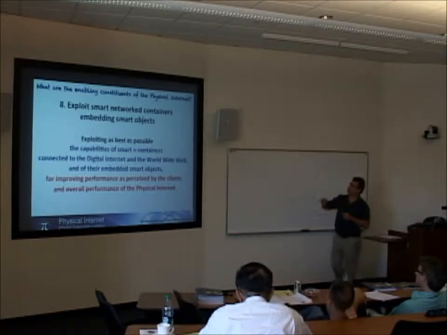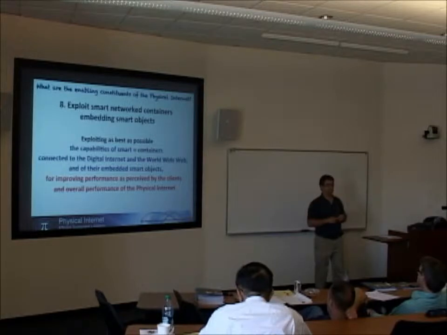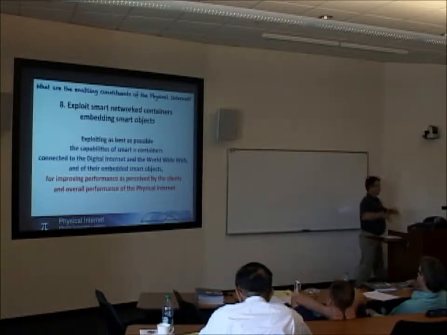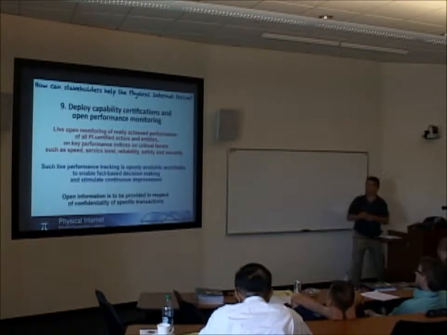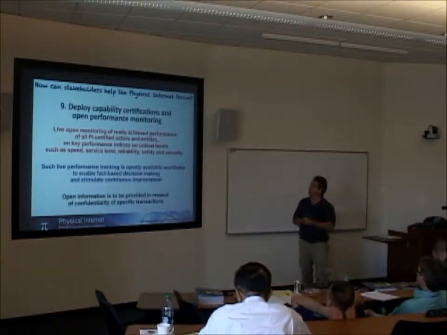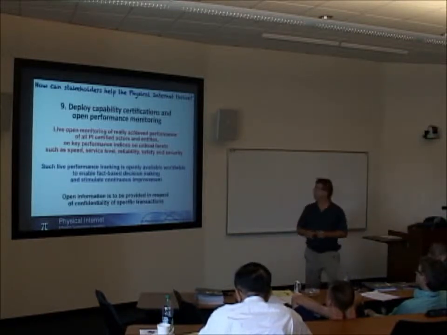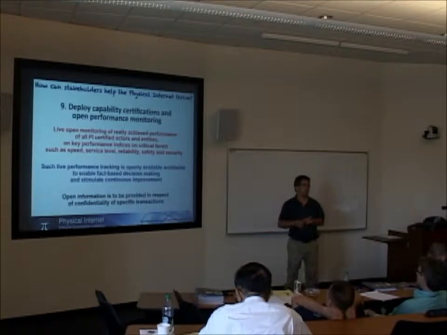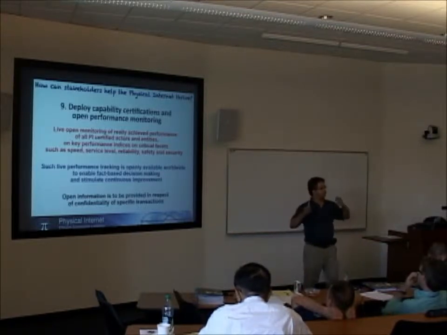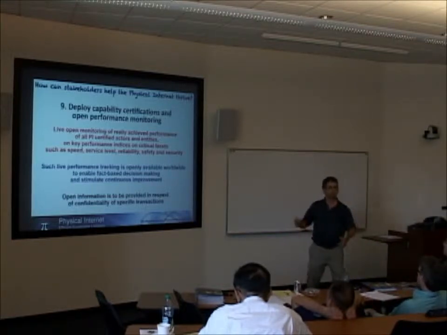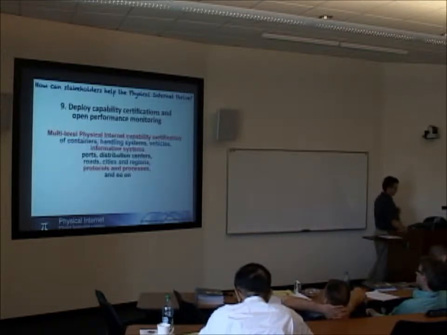The notion we mentioned is that we're going to exploit smart network containers embedding smart objects. So the notion of Internet of Things is completely embedded in what we're talking about here. We're going to work a lot with deploying capability certification, so making sure that you're Pi enabled, you're Pi certified in there, and also a lot of open performance monitoring, so that you know that in the last 6 days, okay, here was your average performance in terms of throughputs, reliability of service, etc., as you keep going. Okay?